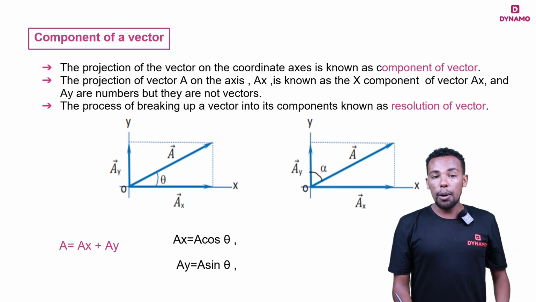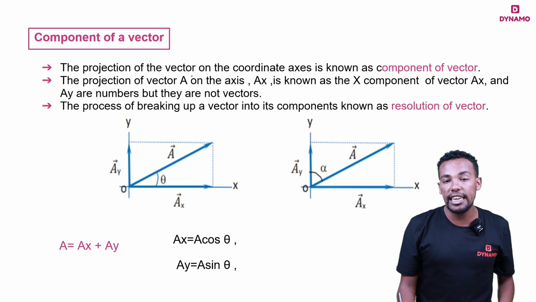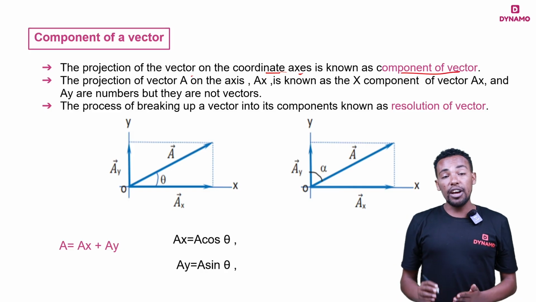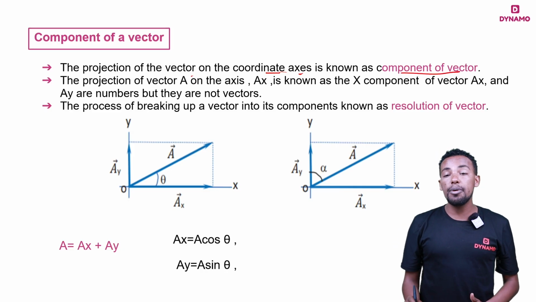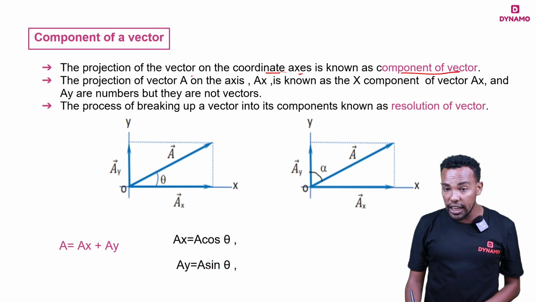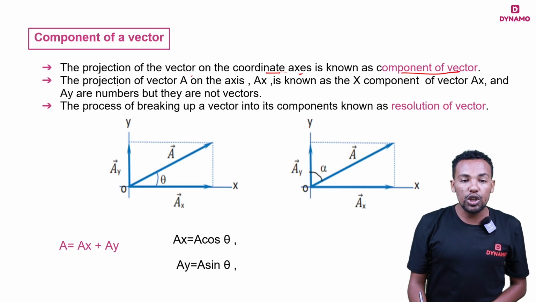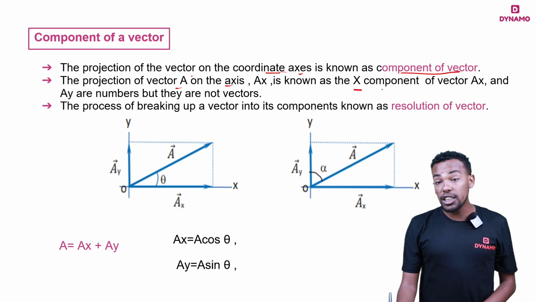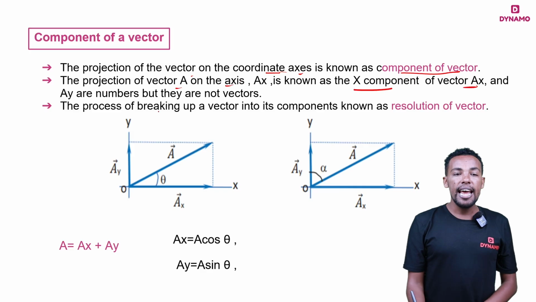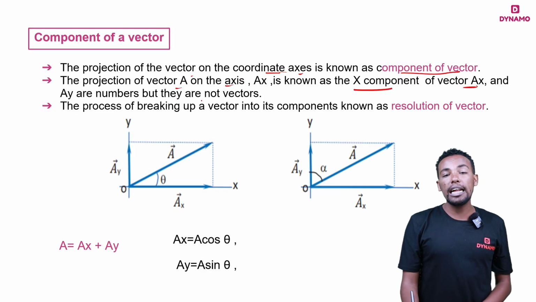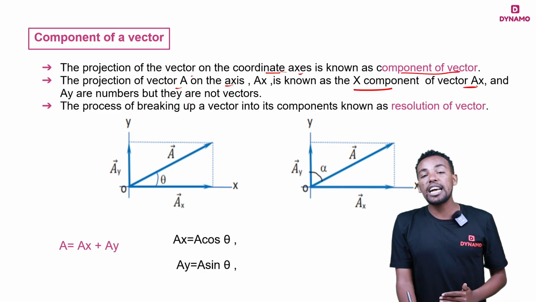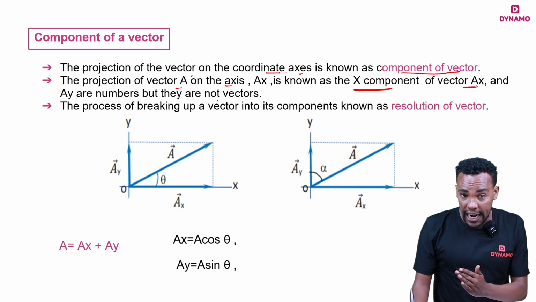Component vector. The projection of the vectors on the coordinate axis is known as what? Component vector. When we project a vector on a coordinate system, what do we call it? A component vector. The projection of the vector A on the axis is known as the X component of the vector. AX and AY are what? Remember, they are not vectors, they are numbers, but along the X or Y direction.